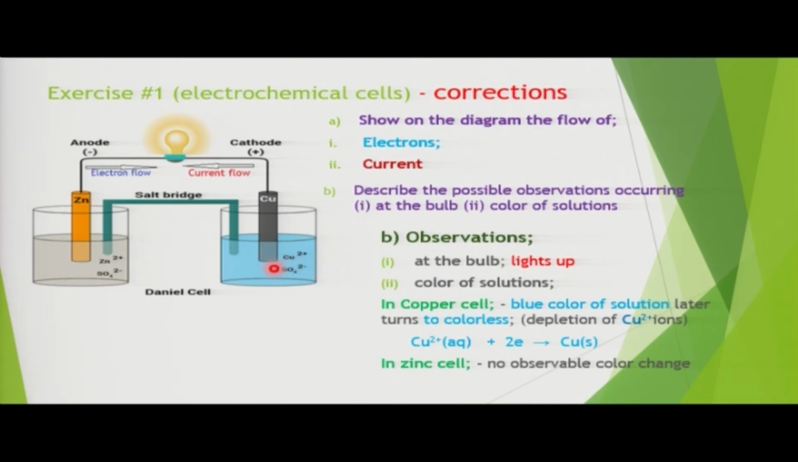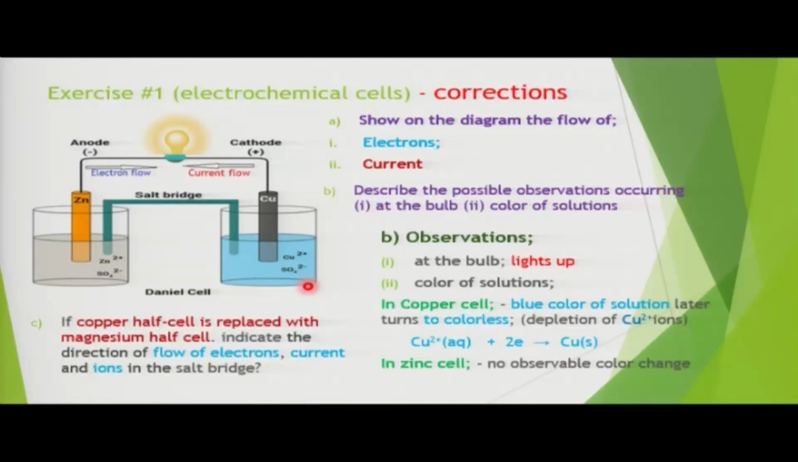And the solution is blue because of the complex, the hexaaqua copper(II) ion, which is responsible for this color. So when we don't have more of the copper cations, because they are being deposited as you see, then we shall have a colorless solution. For the zinc container, since it is colorless and we're having more zinc cations coming into the solution, there will be no observable change. So these are the expected observations per the setup.